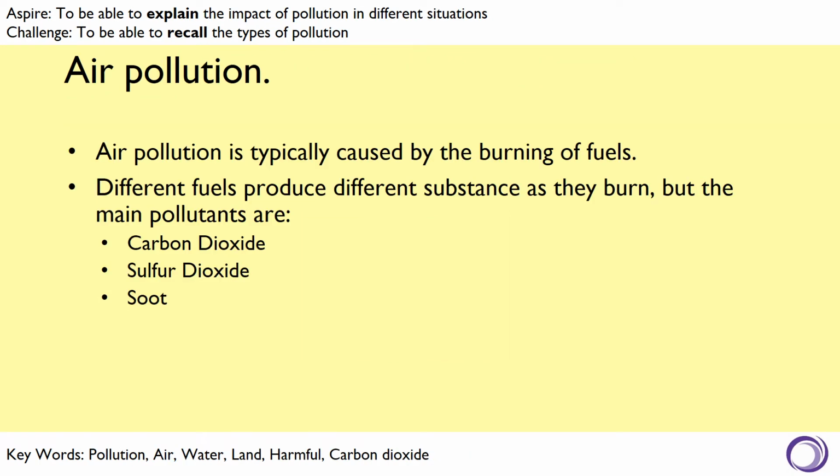Now air pollution is typically caused by the burning of fuels. Different fuels produce different substances as they burn, but the main pollutants are carbon dioxide, which is linked to global warming, sulfur dioxide, which causes acid rain, and soot, which is linked to global dimming.